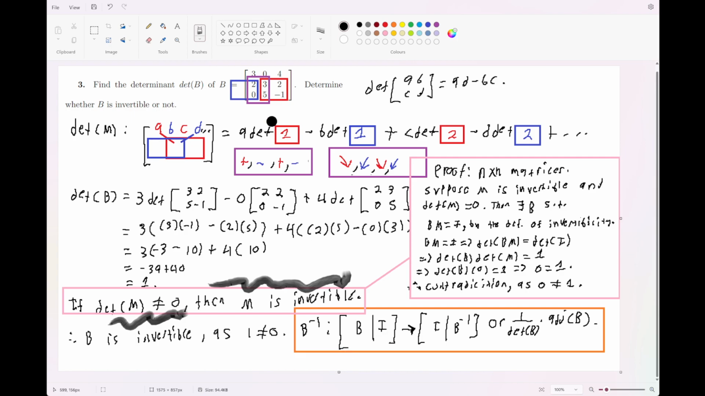So if you want to find what the inverse is, you can store the B matrix on the left side and the identity matrix on the right side, and then solve for the identity on the left side, and you're going to end up with the inverse on the right side. Or you can just do 1 over the determinant of B times the adjugate of B.